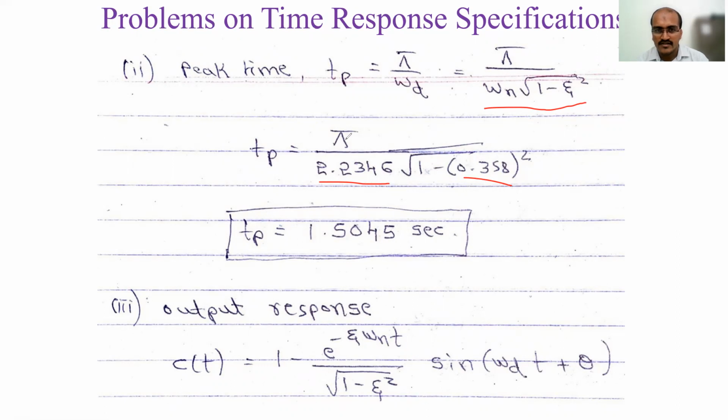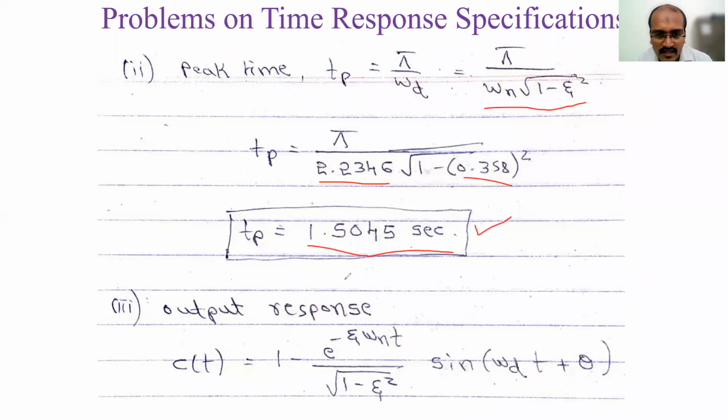Finally TP, when you take the ratio pi by this answer, you will get 1.5045 seconds. Okay, so this is the TP value. This should always be less than the settling time. Settling time for this problem is 5 seconds, right? So it is less than that, so no issues with that.